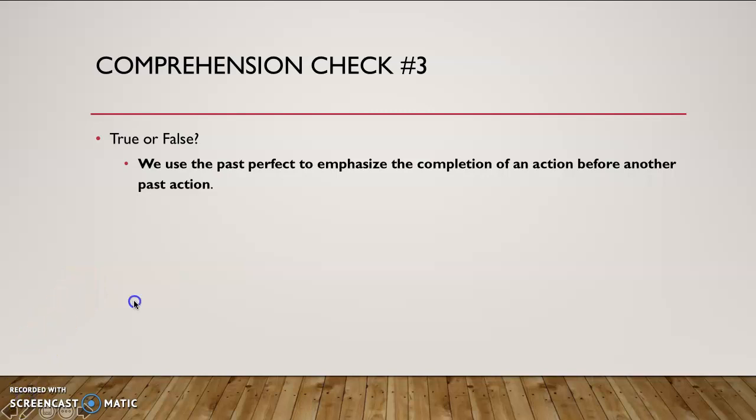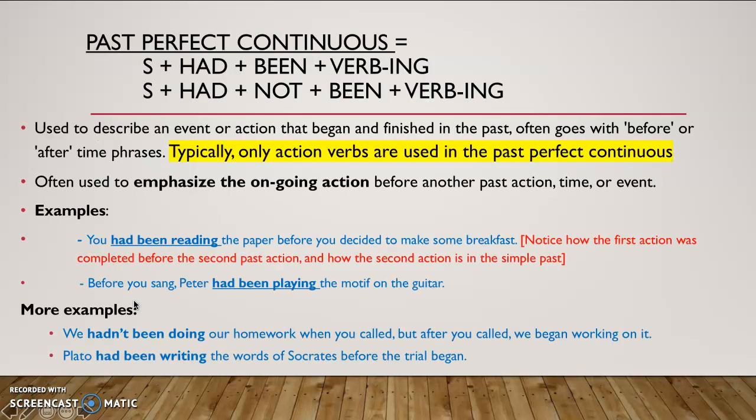All right, welcome back. We will be moving on to our final tense in the group of past tenses, the past perfect continuous. To form the positive sentence, we go with subject plus had plus been plus the verb with -ing. To create the negative, you put not between had and been plus verb -ing. We use it to describe an event or action that began and finished in the past. It often goes with before or after time phrases. Typically, only action verbs are used in the past perfect continuous.